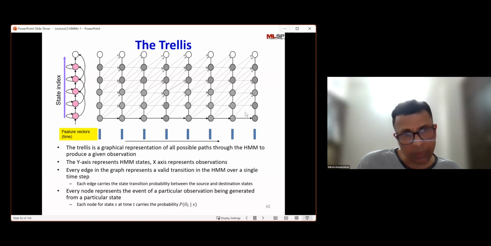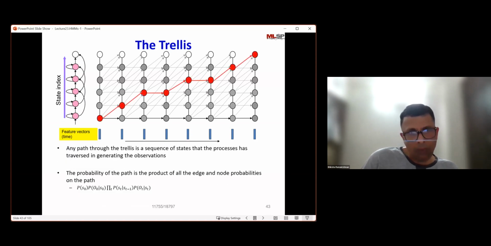So ignore the vertical lines over here. What you'll observe is that this collection of arrows is simply this structure to the left, unrolled over time. And so in this case, any node over here represents the event that this observation was generated from this state. And this entire structure, this trellis, represents the various state sequences that the Markov chain could have followed while generating this observation sequence.